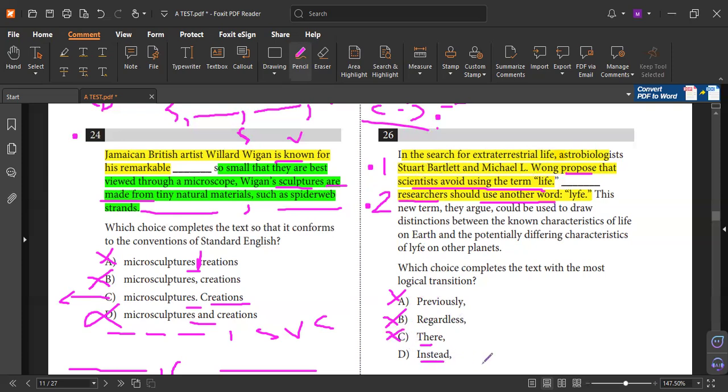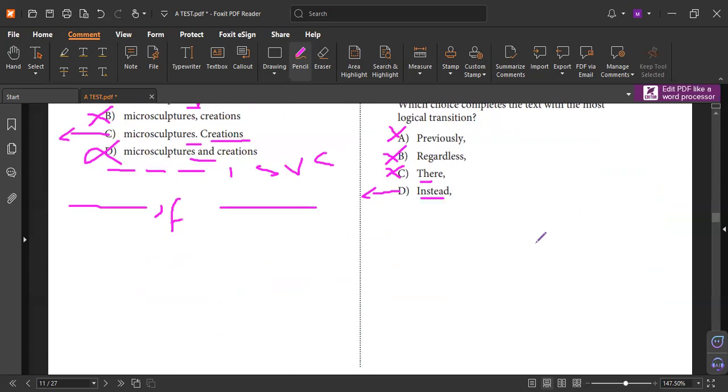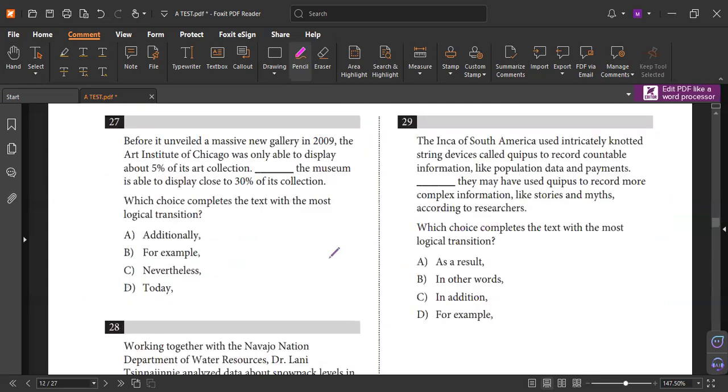But instead, imagine it like that. Instead of avoiding using the term, they used another word. So letter D is correct. So I tried to answer it without reading this part. But why did the test maker give it to me? Just to help you to understand the topic. You feel it? So always focus on the previous sentence and the following sentence. Now try again. If you answered correctly, we'll go for fun.